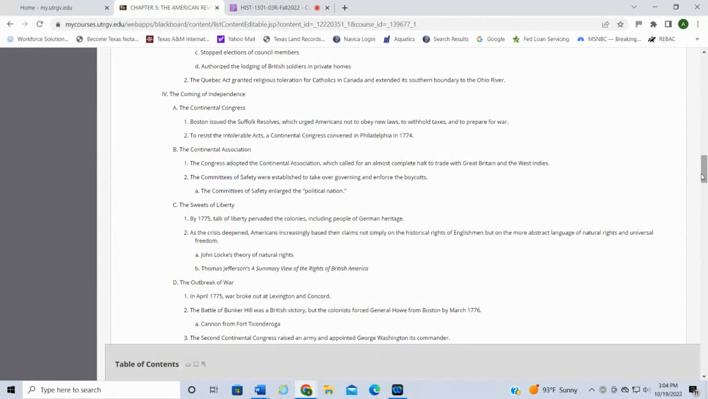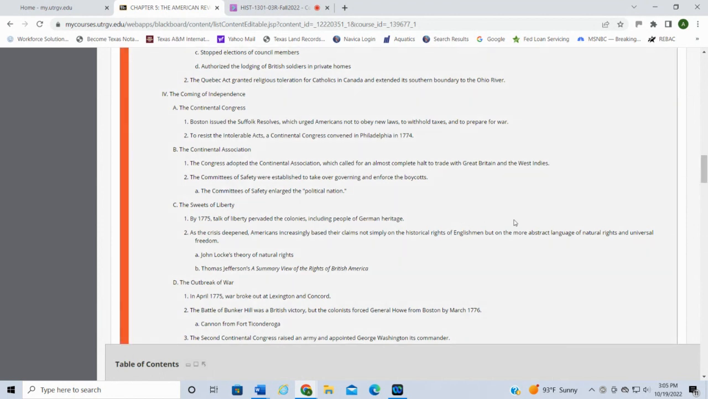So the Continental Association, the Congress adopted the Continental Association, which called for an almost complete halt to trade with Great Britain and the West Indies. And then the Committee of Safety would basically be created to enforce the boycotts, right? To ensure that people were not buying British goods, and also to go after people that would maybe try to price gouge, to take advantage of the situation.